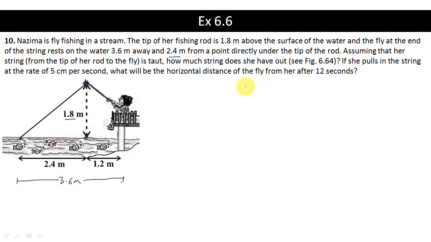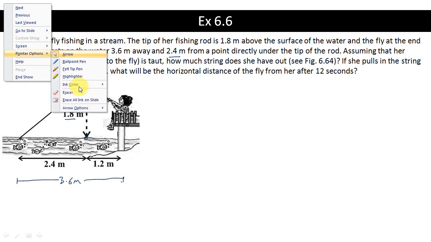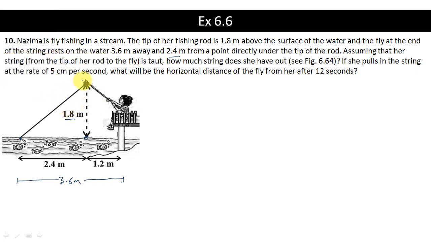And now we have to find how much string does she have out. How much string is out. We have to find this distance. So mark this as point A, this is suppose point B, and this is point C. So this is the triangle ABC. This is triangle ABC, which is right angled at B.